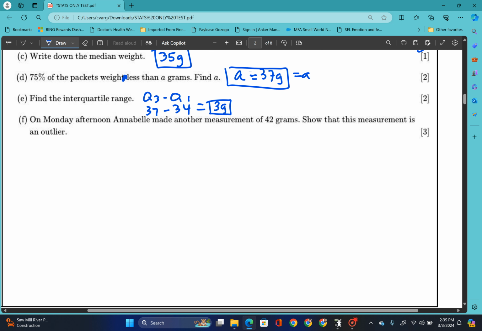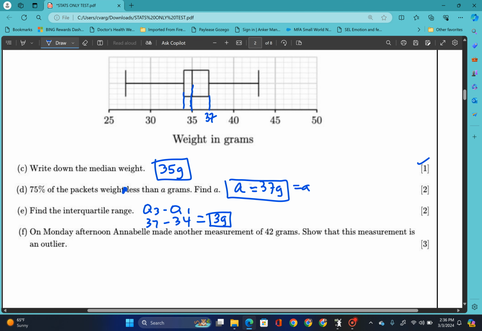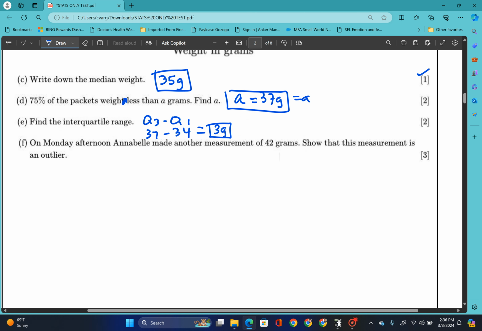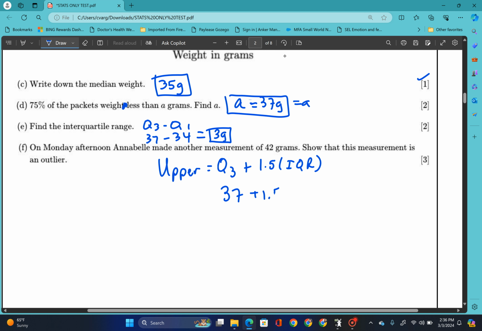Monday afternoon, Annabelle made another measurement of 42, right? So we want to show that this measurement is an outlier. Okay, so 42 is on the higher range, somewhere right about here. So how do you show that something is an outlier? We're just going to use the upper quartile. The formula for the upper outlier is Q3 plus 1.5 times the IQR. So we already know our Q3, that was 37. So 37 plus 1.5 times our IQR, and our IQR is 3. Plug this into the calculator, and you're going to get 41.5.